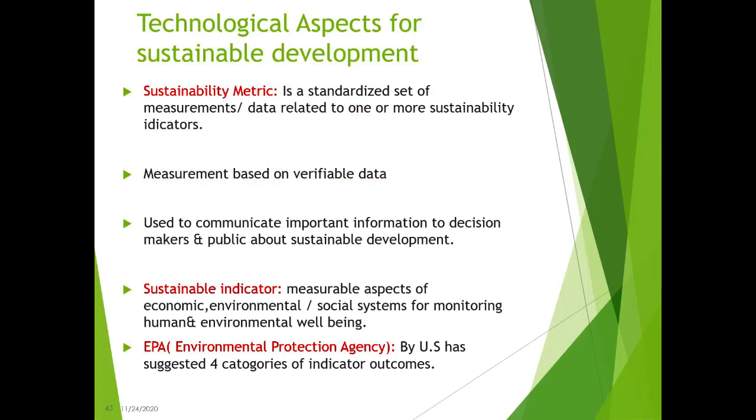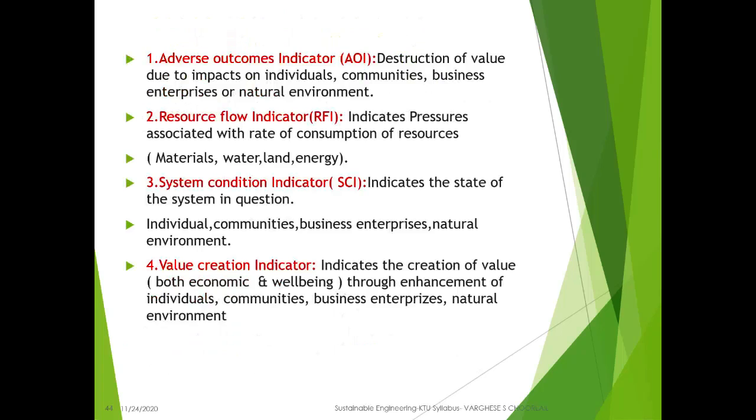And now this brings us to the next discussion, sustainability metrics. So how do we measure sustainability? To do that, we need indicators. There are many different indicators. Again, they are divided into three main groups: social, economic, and environmental indicators, but there are several different ones. The Environmental Protection Agency, or shortly EPA in the United States, suggested 4 categories, which are as follows.